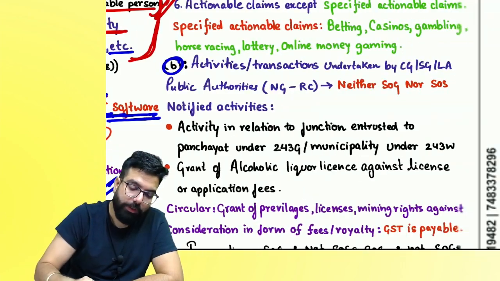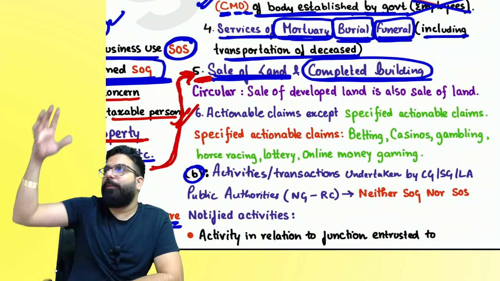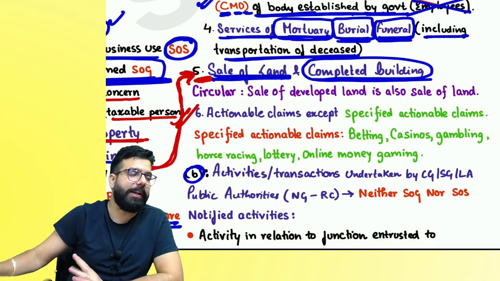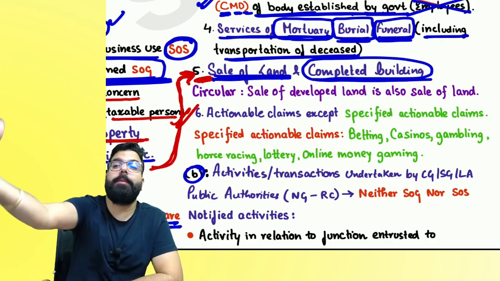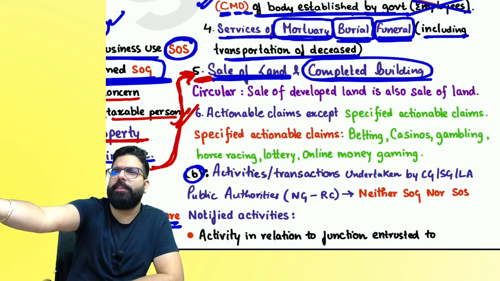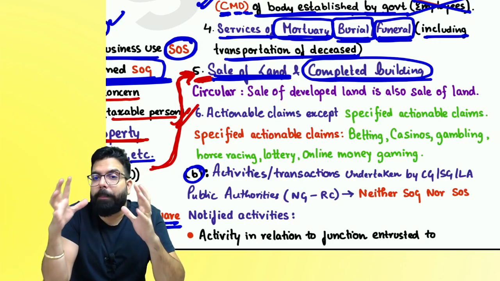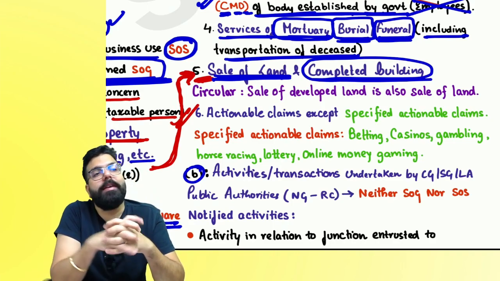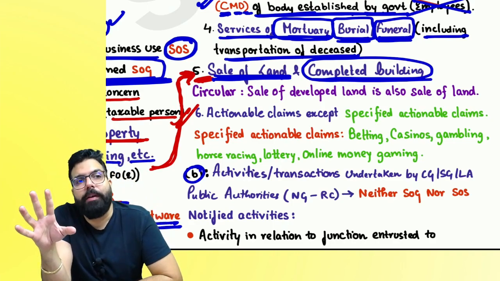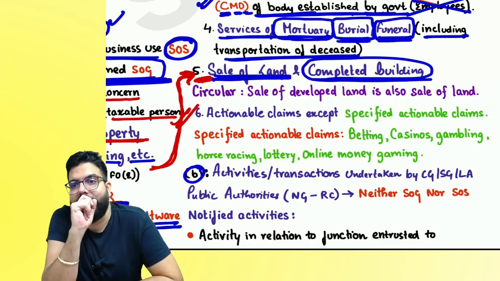Okay. Tell me one thing. If I have this building with me, which is completely done, and I'm selling the building, am I giving you construction service or am I selling you a completed building? Completed. When you sell a completed building, the government says sale of completed building, when you go to register the building, stamp duty will come.